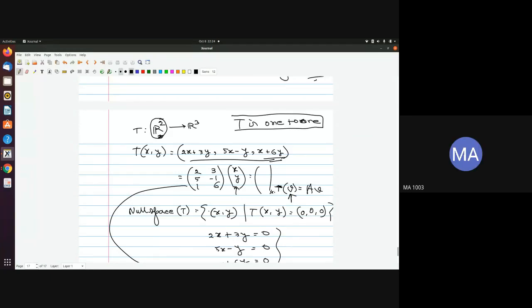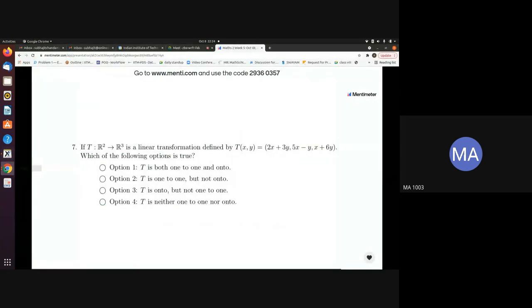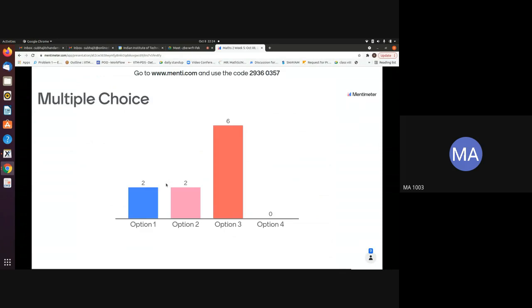Now this is done. Now what about rank? Rank is 2. Nullity is 0. Now can T be onto? Yes, sir. Dimension. So it is not onto, right? Dimension, sorry. Not onto. Yeah, not onto, because the dimension of the codomain is 3, not equal to rank. So T is 1 to 1, but not onto. So which option is correct? T is 1 to 1, but not onto. The second option is correct.